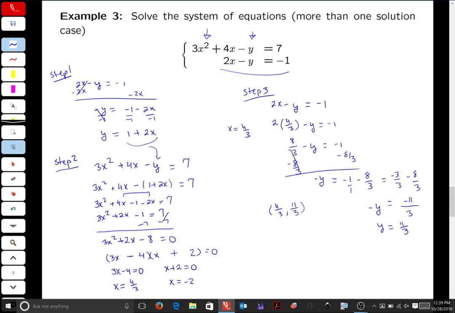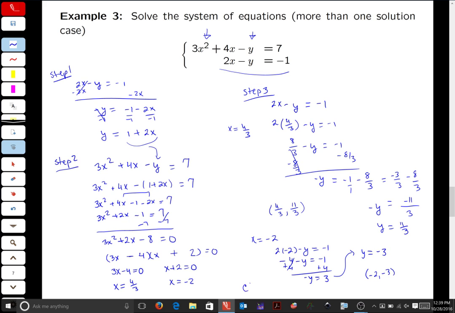That's one solution. And then we have to look at x equals negative 2. 2 times negative 2 minus y equals negative 1. What is 2 times negative 2? Negative 4. Add the 4. And you get minus y is equal to 3. What is y equal to? Negative 3. So then that gives us negative 2, negative 3.